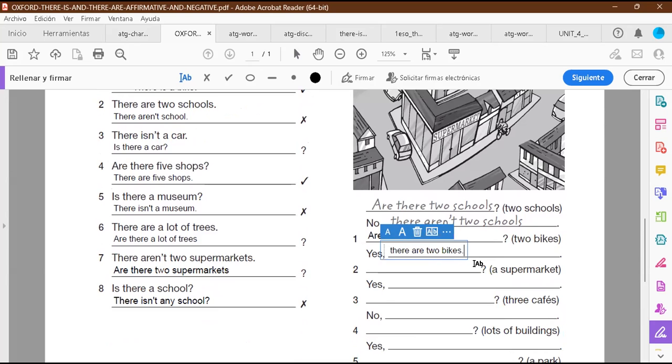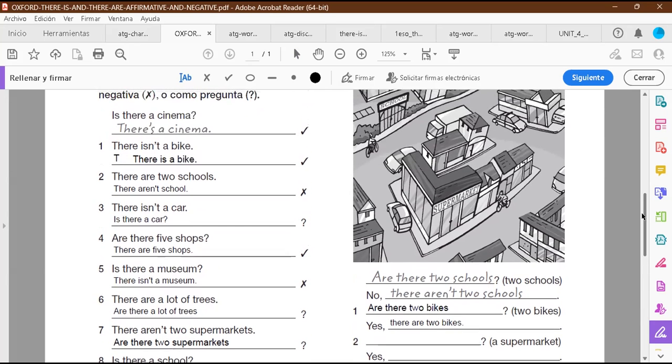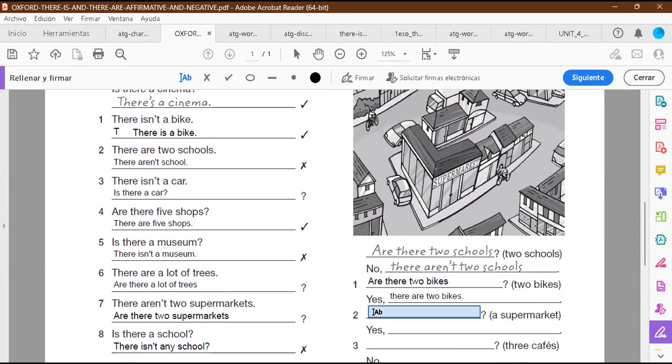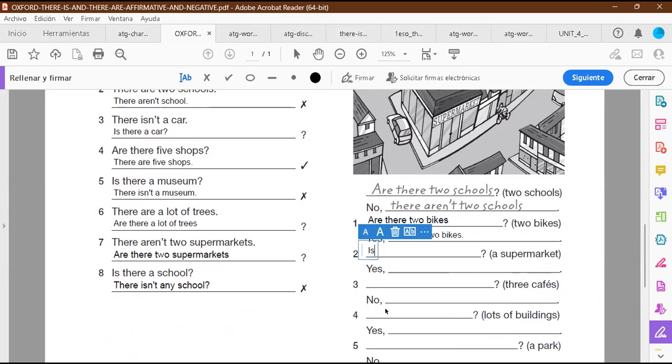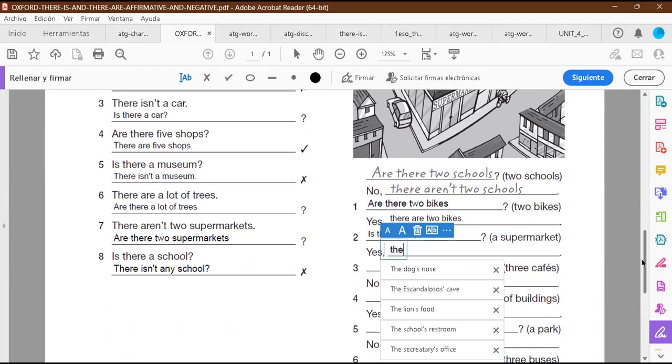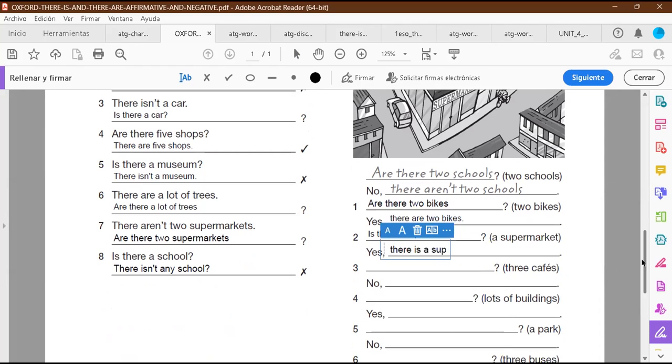Okay. Question two. A supermarket. Which is the question? Is there a supermarket? Okay, perfect. Yes. What do you think, guys? There is a supermarket. Yes, there is a supermarket. Okay. These are long answers. We are placing them there.